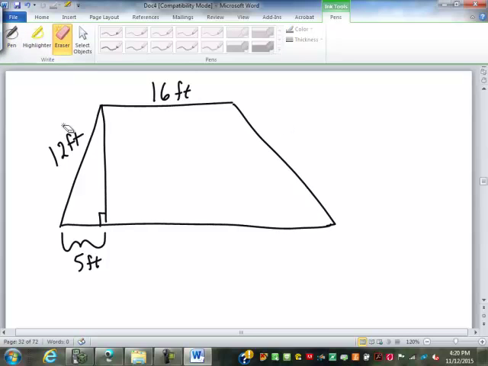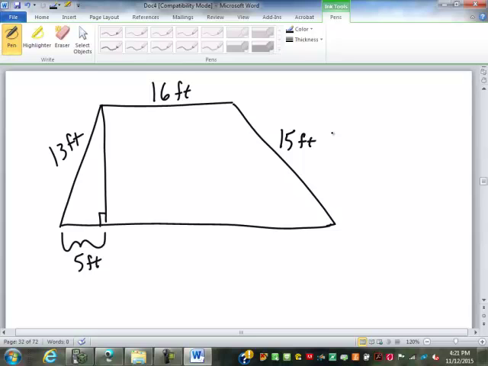Actually, that's wrong. That's going to be 13 feet there. Sorry. Find the area of that trapezoid.